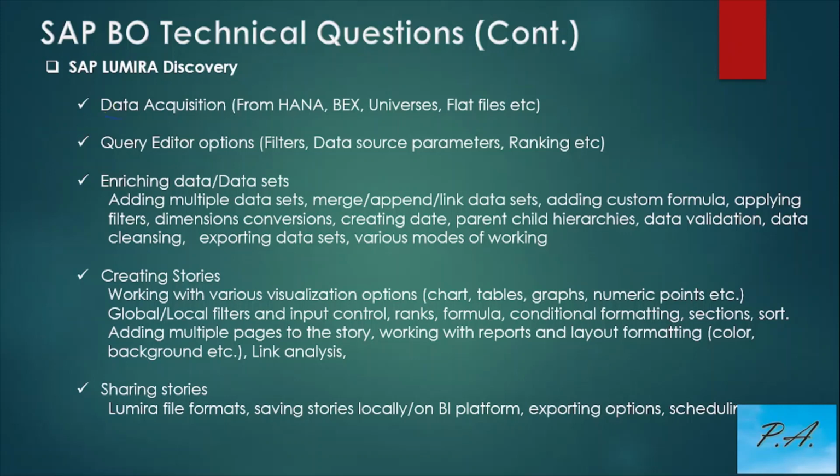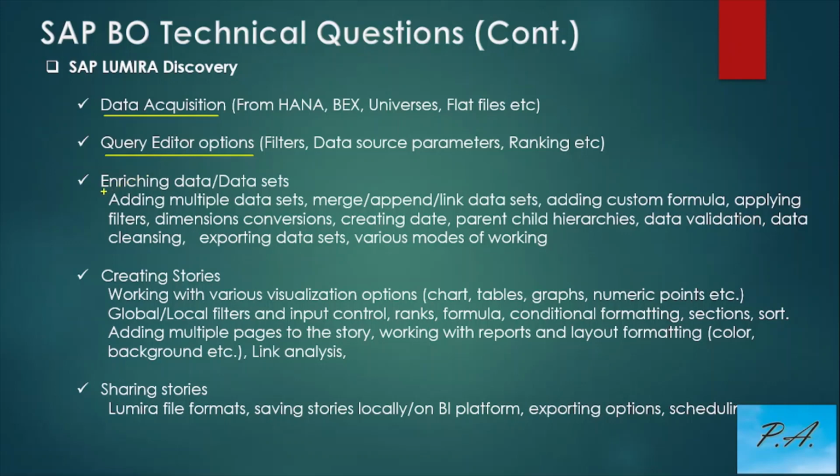Like the data acquisition process, how data is acquired from the different data sources, like from HANA, BEx, Universes, flat files. What are the different options while acquiring the data? Query editor options, where you can apply the global filters and the filters from the universes. All these options you should be aware of, and you can also apply the rankings.